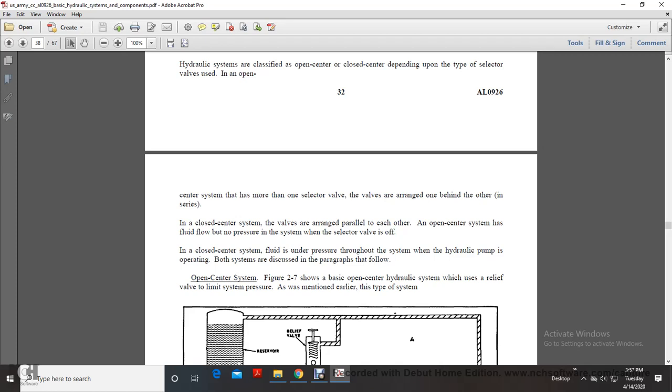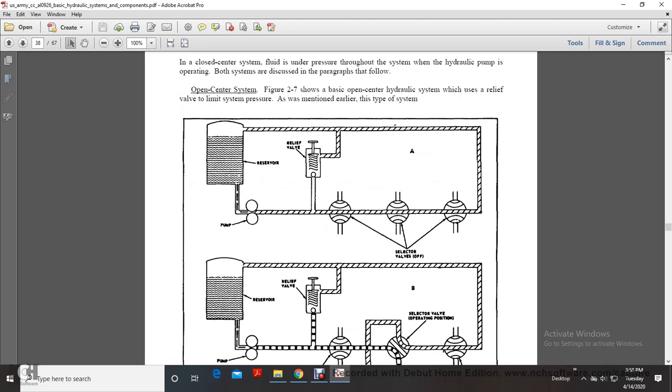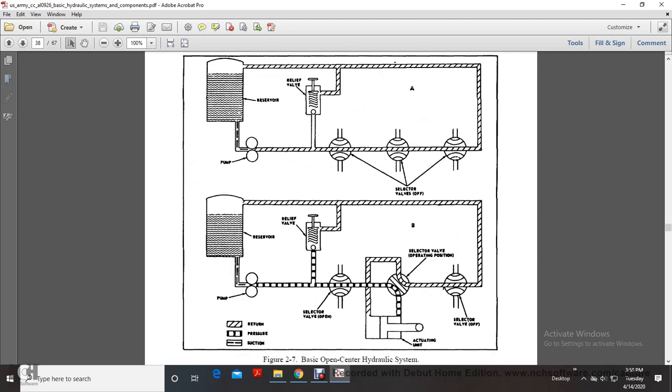Open center system. Figure 2.7 shows the basic open center hydraulic system, with system pressure limited by the relief valve mentioned earlier. It shows the pump, the reservoir, the relief valve, your selector valves off, and then the wavy line, the return, the pressure, and the suction.